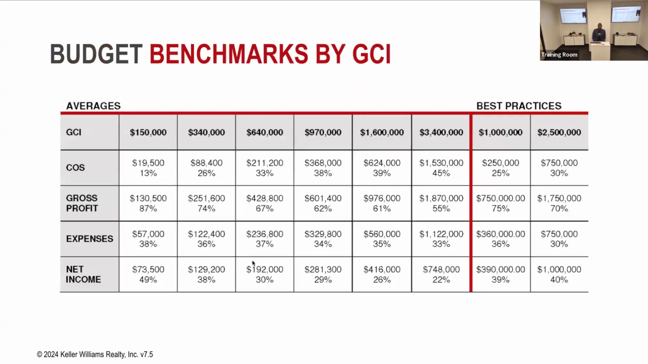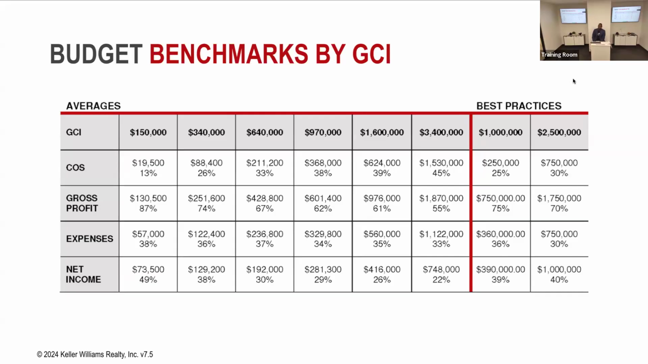Alright, this is what it looks like as we go across. So again, I was mentioning before, this would be on 5.7. Just gonna get this out of the way. There you go. All right, so as you scale, notice that some of the numbers go up and down. So cost of sale goes up, the more GCI I have. Gross profit goes up. Expenses go up and down. Net income goes down, curiously enough, at certain levels, and then it goes back up.